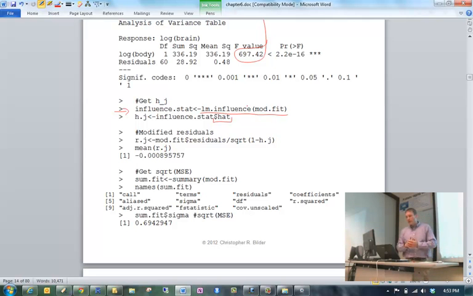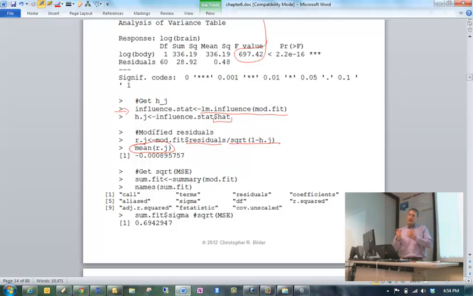To find my modified residuals then, I just pull residuals out of mod.fit and divide by the square root of 1 minus h.j. Again, taking advantage of how R does the vector calculations. So mod.fit$residuals is a 62 by 1 vector. h.j is 62 by 1 as well. And again, R matches everything up as you would like. My mean of these modified residuals, notice it's not 0. It's negative 0.00089.